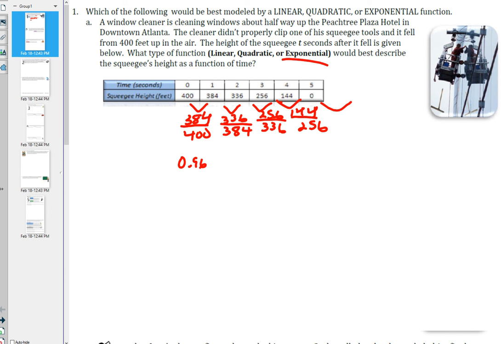336 divided by 384, here I got 0.875. 256 divided by 336, here I'm getting 0.76. And finally, 144 divided by 256, 0.56. So those aren't all the same, but again, that could be just affected by where an asymptote would be.